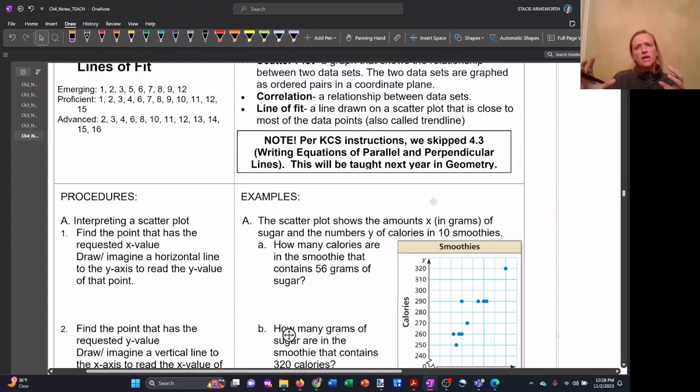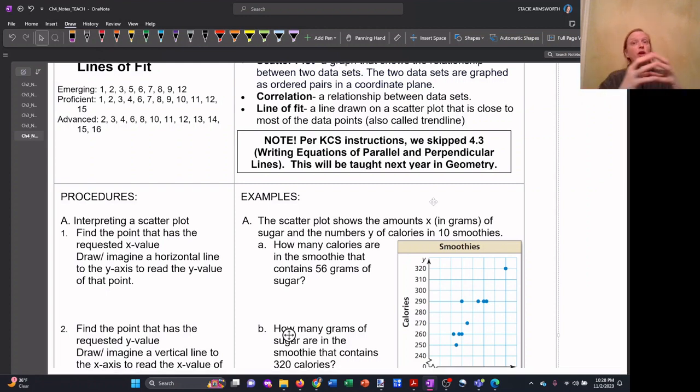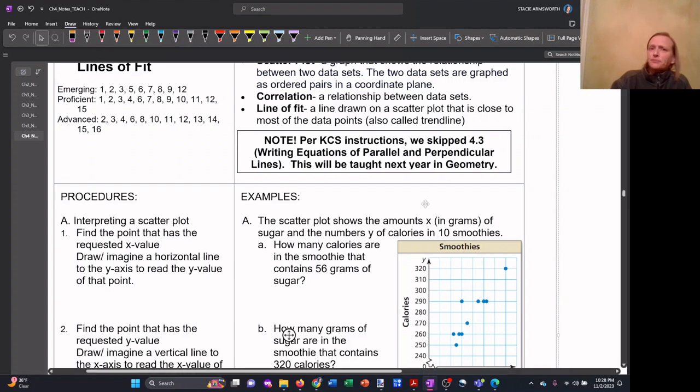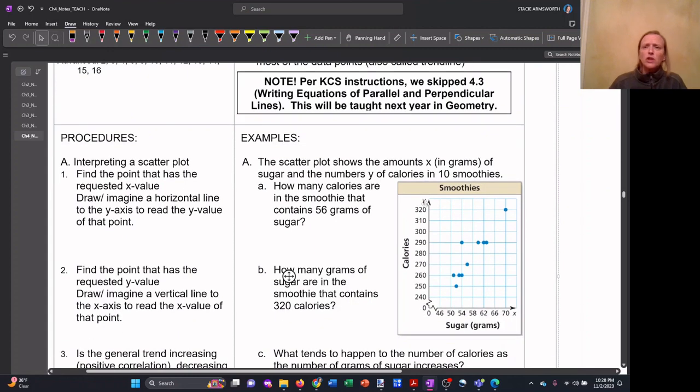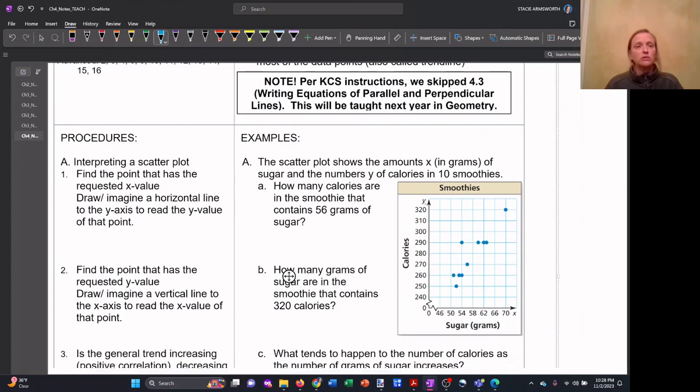These two related sets of data in this example, grams of sugar and calories, are graphed as ordered pairs. So if we look at a scatter plot and we just work on trying to interpret it, what do the dots mean? How do we read this? Some of the kinds of questions you can be asked about a scatter plot is how many calories are in the smoothie that contains 56 grams of sugar?